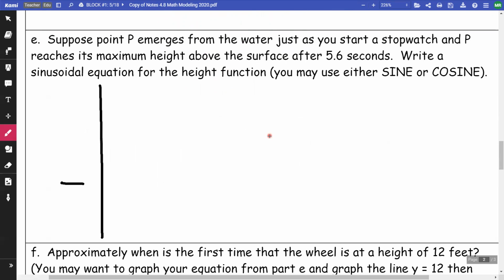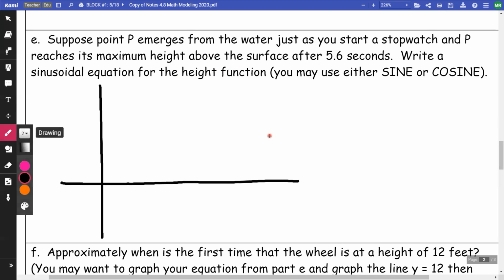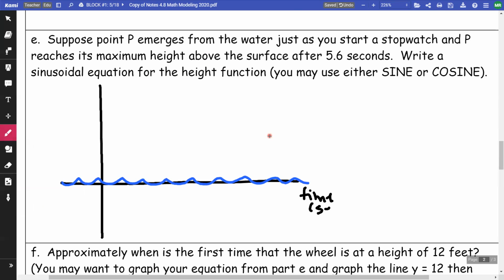Now I'm going to go below the water surface. So this right here is our water. This X is going to be time in seconds, and this is feet above water. And so our maximum is 17. Our minimum is -3. And my center was at 7. I'll draw this more realistic.